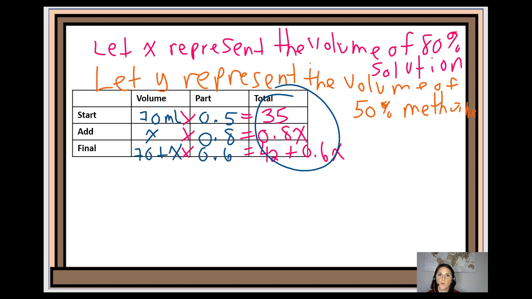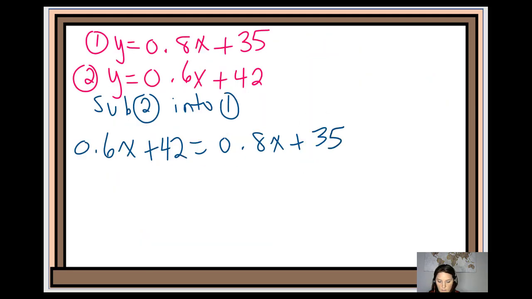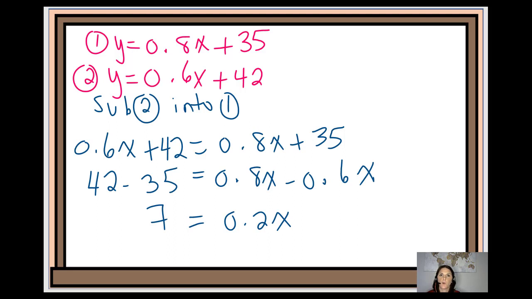So our first equation is y equals 0.8x plus 35. The second equation is y equals 0.6x plus 42. We're going to use the substitution method next and solve for x. So 0.6x plus 42 equals 0.8x plus 35. I'm going to subtract 0.6x from both sides and bring that to the right. Then I'm going to subtract 35 from both sides and bring that to the left. 7 equals 0.2x. Next, we divide both sides by 0.2. So x equals 35 milliliters.